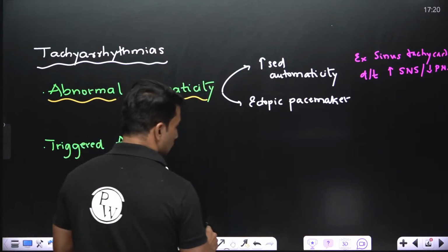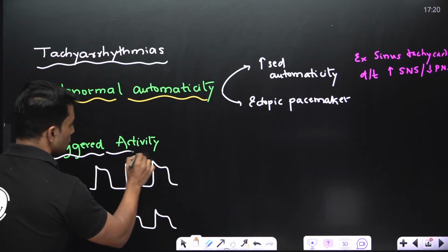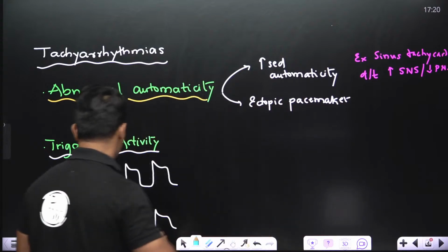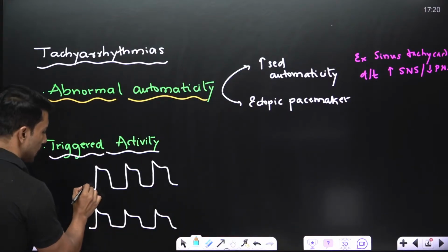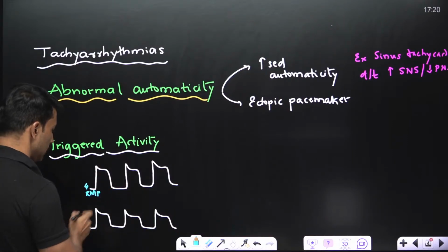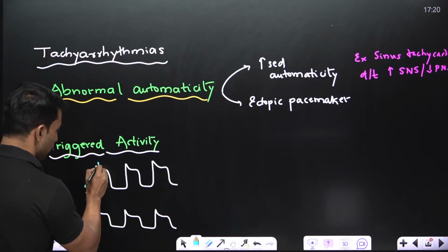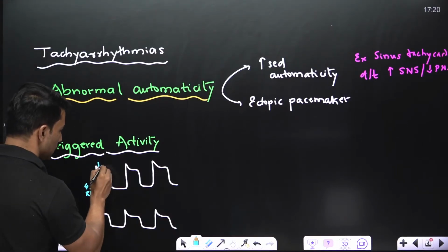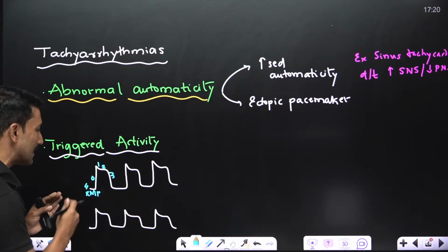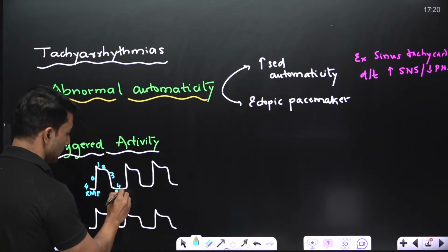Then second, we were talking about triggered activity, right? Triggered activity. This is a bit complex. As an undergraduate student, you don't need to break too much of your head, but I'll give you a gist of what I mean by triggered activity. Normally, we have phase 4, which is the resting membrane potential of the cardiac action potential. Then we have phase 0 where depolarization happens. Then phase 1 where early repolarization happens. Then phase 2, which is the plateau phase. Then phase 3, which is delayed repolarization. Again, we enter into phase 4, which is the resting membrane potential.